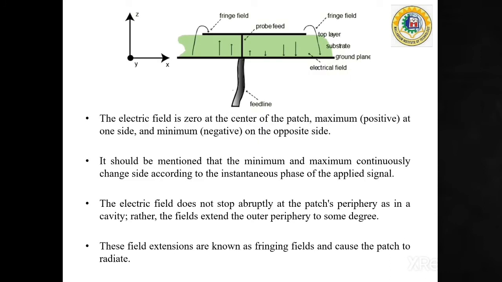Now let's observe the figure closely. The electric field is 0 at the center of the patch, maximum positive at one side, and minimum negative on the opposite side. It should here be mentioned that the minimum and the maximum continuously change side according to the instantaneous phase of the applied signal. The electric field does not stop abruptly at the patch's periphery as in a cavity. Rather, the fields extend beyond the outer periphery to some degree. These field extensions are known as fringing fields and cause the patch to radiate.